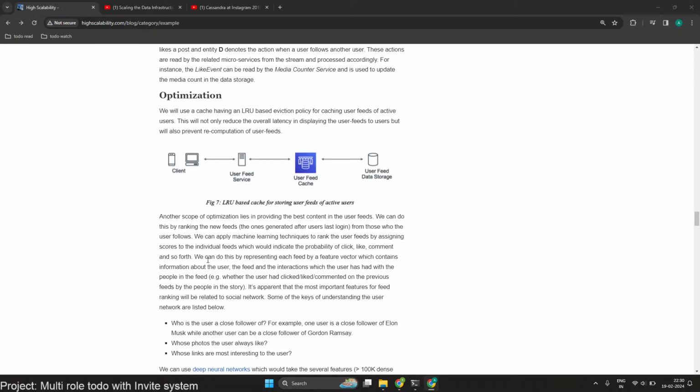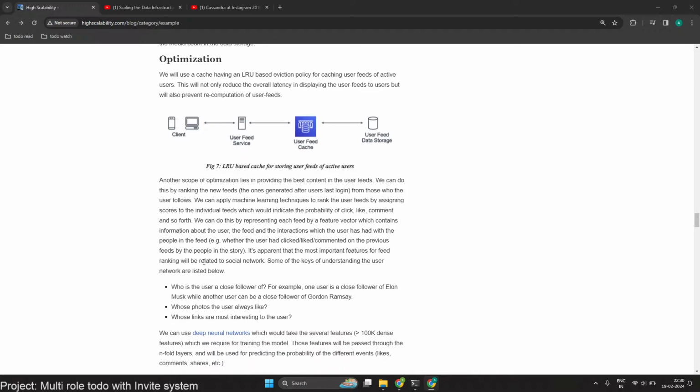Another scope of optimization lies in providing the best content in the user feed. We can do this by showing the feed generated after the user's last login. For those the users follow, we can apply machine learning techniques to rank the user feeds by assigning scores to the individual feed, which will indicate the probability of click, like, comment, and so forth.